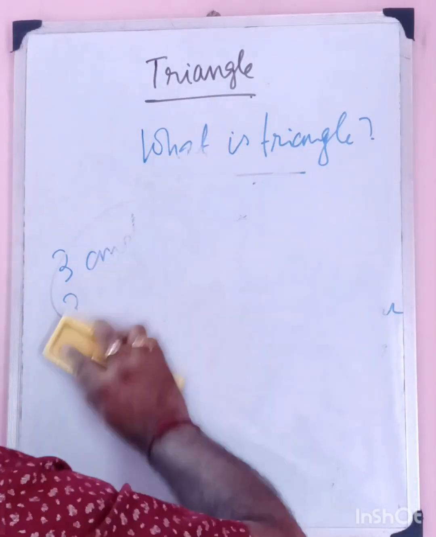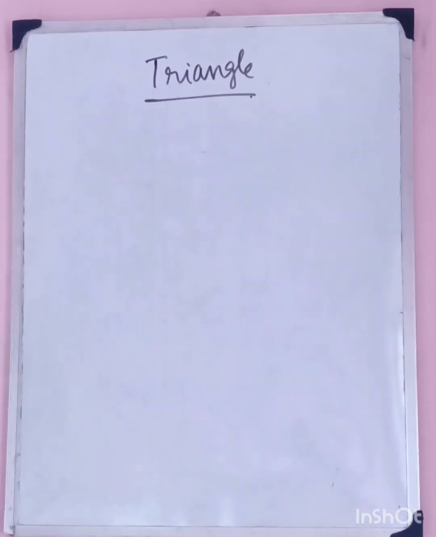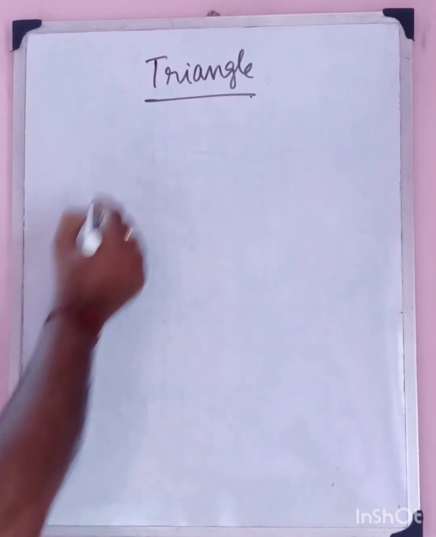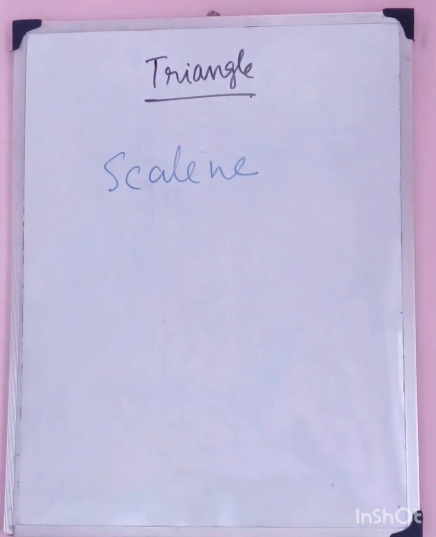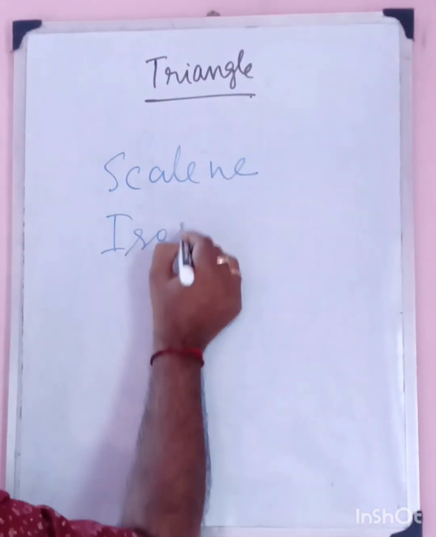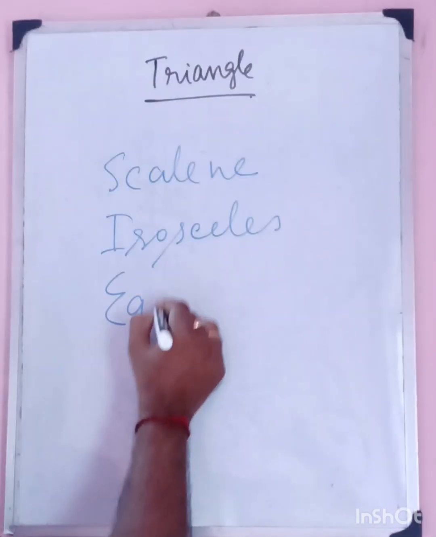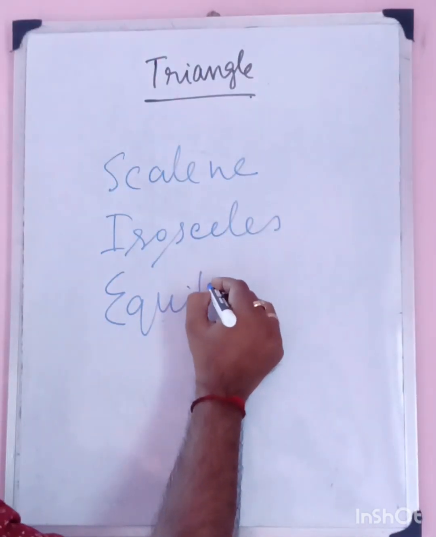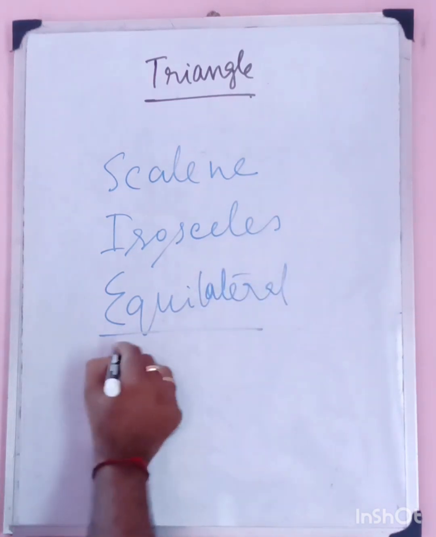Now what are the types of triangle? Various types of triangle: scalene, isosceles, and equilateral.